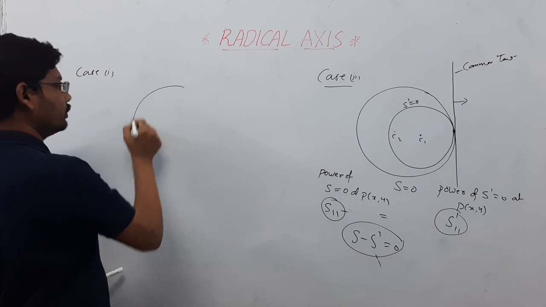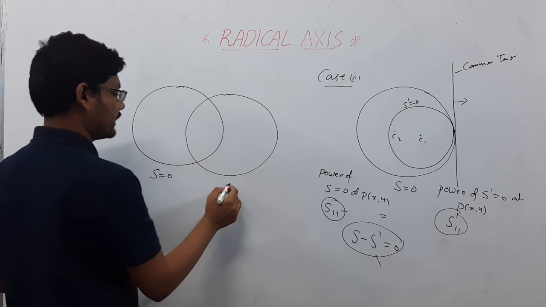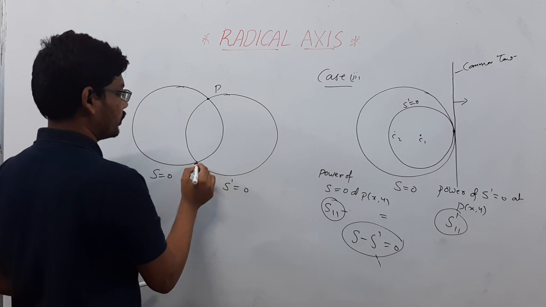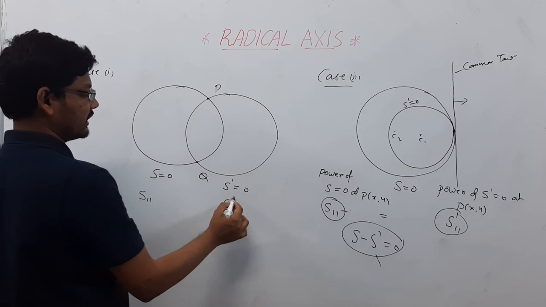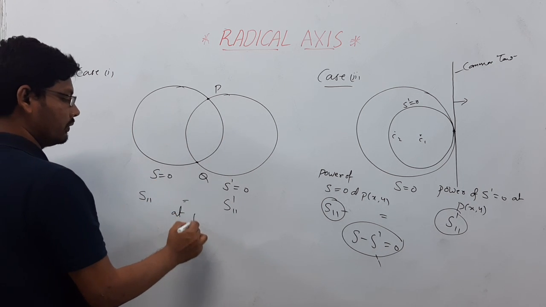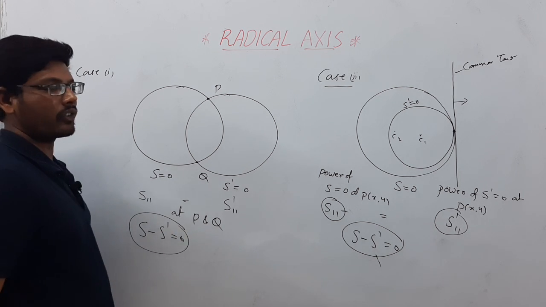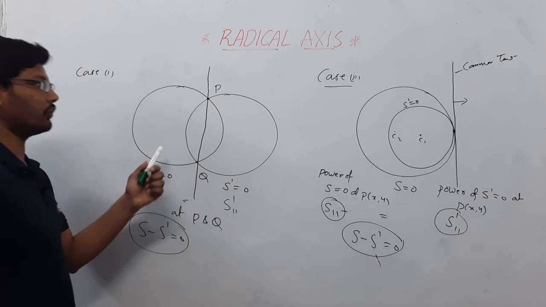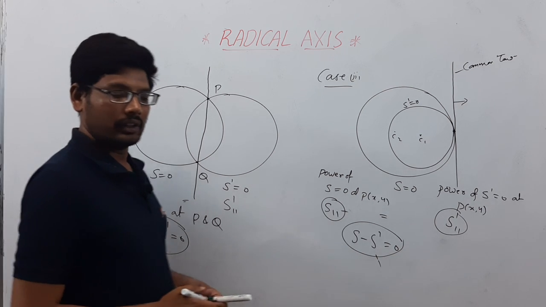Case 3: if two circles are intersecting each other, this is S equal to 0 and this is S dash equal to 0, and these two circles are intersecting at two points, P and Q here. The power of this circle is S11, the power of this circle is S dash 11. They are equal at P and Q, and S minus S dash equal to 0 is the equation of the common tangent. This is the radical axis for this case 3. This is all about the radical axis here.